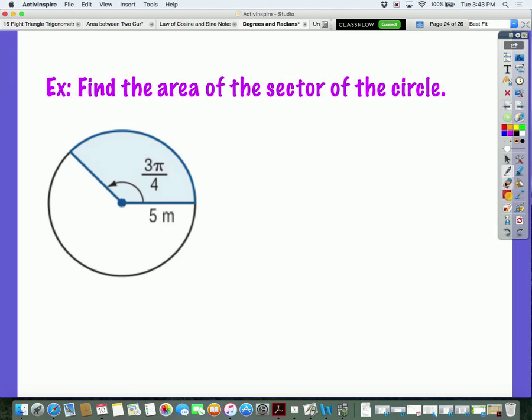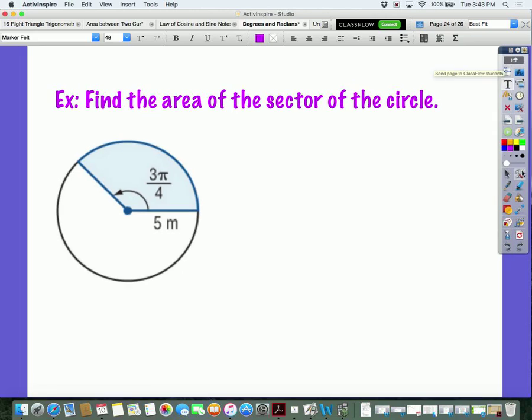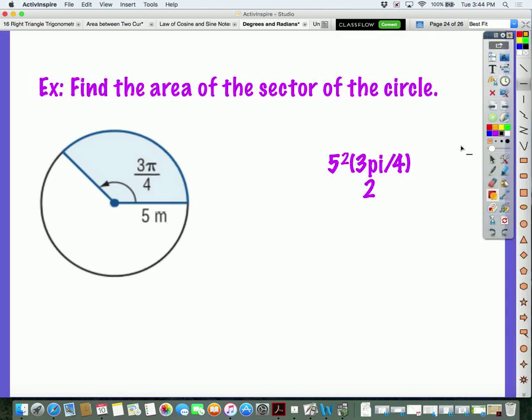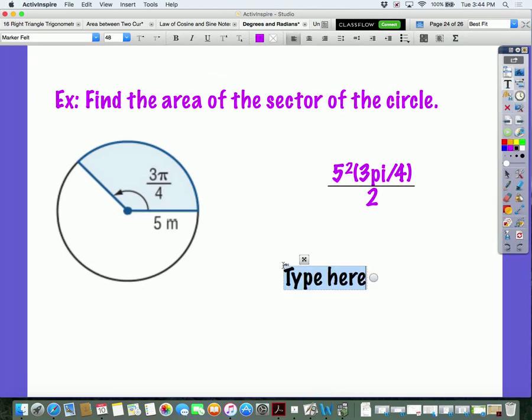So to find the area of this sector, we are going to take our radius, which is 5, and square it. So 5 squared is 25. Then we're going to multiply that by our radian measure. Since it's already given to us in radians, it's going to be 3 pi over 4. And then we're going to divide all of that by 2. That's how we're going to figure out the area of our sector. So we're going to grab our calculator, type this in, and get our answer, rounding to 3 significant figures since it doesn't tell us exactly how to round. And that's going to be 29.5 meters squared because we are dealing with area.